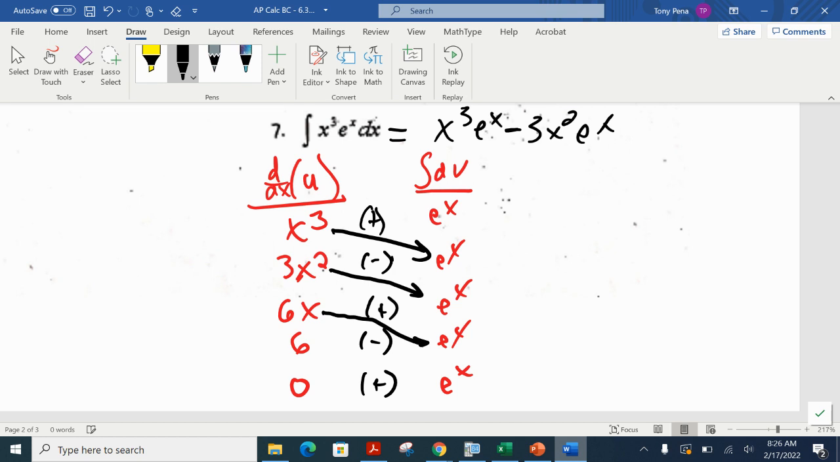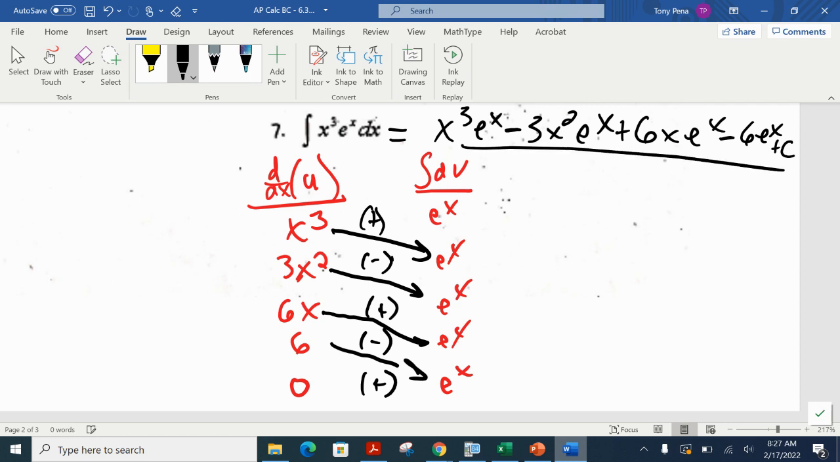And then the 6x and the 3x is our third product. Our third sign is a positive, so we're going to keep those positive. And then our final one, our sixth product, would be 6e to the x, but it should be negative because of that negative sign. Tack on your constant, and then this is your answer.